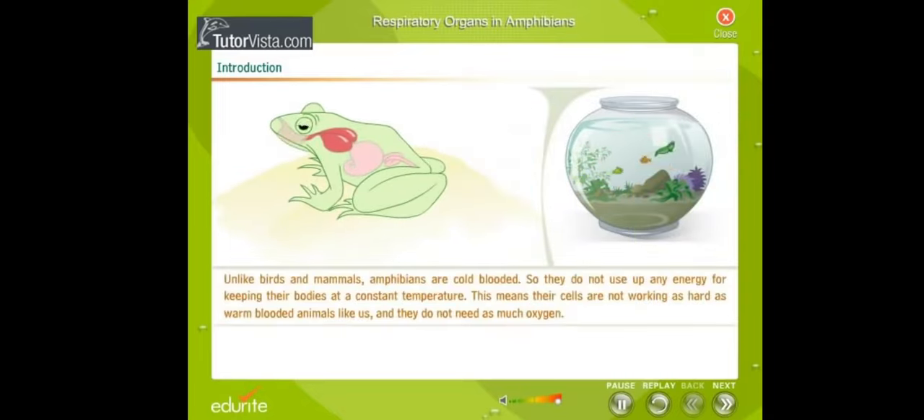Unlike birds and mammals, amphibians are cold-blooded, so they don't use up any energy for keeping their bodies at a constant temperature. This means their cells aren't working as hard as warm-blooded animals like us, and they don't need as much oxygen. In this module, let's learn about pulmonary respiration and cutaneous respiration in amphibians.